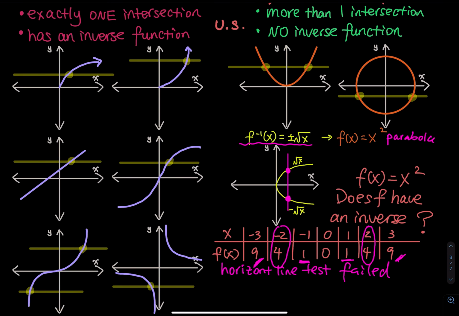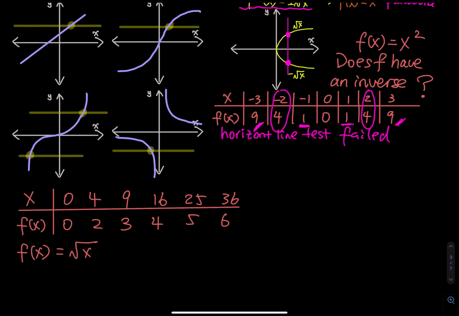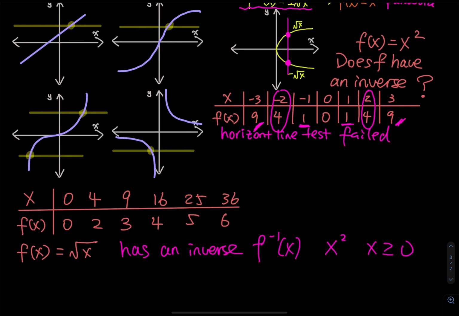You have to be able to do this on a table of values as well, because sometimes they don't give you a graph, they give you a table of values instead. And then the last one, do you see that any y occurs twice? No. So for this function f of x, none of the y values occur twice, so this has an inverse. f inverse of x is equal to x squared when x is greater than or equal to 0. But how do you go from the square root of x to x squared? We have to discuss that in a separate video.